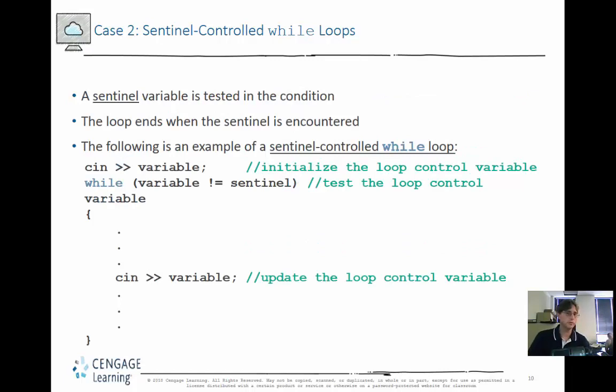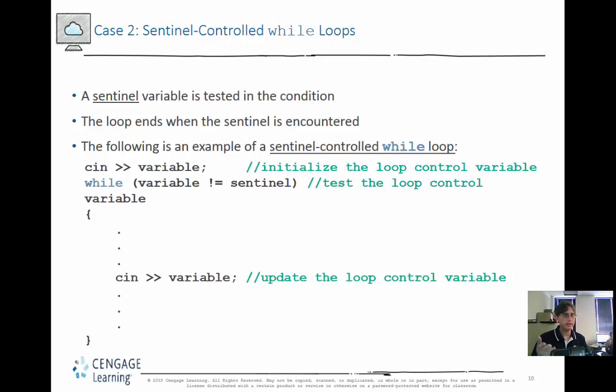A sentinel-controlled loop is what we call an event-based loop. It's based on a certain event happening. You don't know ahead of time how many times the loop is going to go through, right? And so usually, the way a sentinel-controlled loop works, your loop control variable is some variable that the user is going to input, or you're getting it from a file or something like that, although that would probably be more of an end-of-file loop. So your initialization, your test, and your update look a little different here, right?